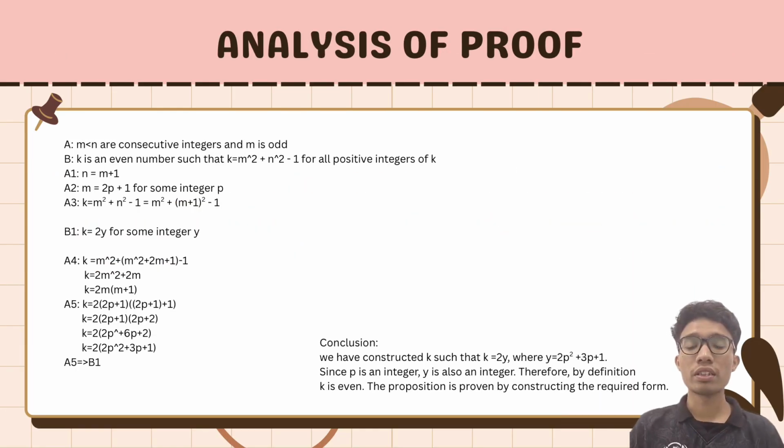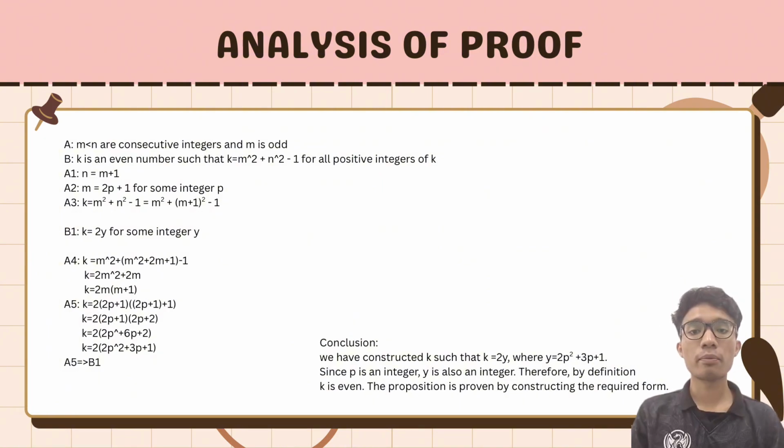We move to the proof analysis for the construction method. The goal is to show that we can construct k in a way that it is explicitly an even number, for example, k equals 2y for some integer y. Step 1. Work forward from A. A1, m and n are consecutive integers, so we can write n equals m plus 1. A2, m is an odd integer, so we can write m equals 2p plus 1 for some integer p.